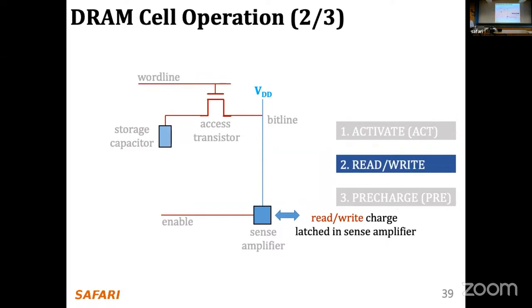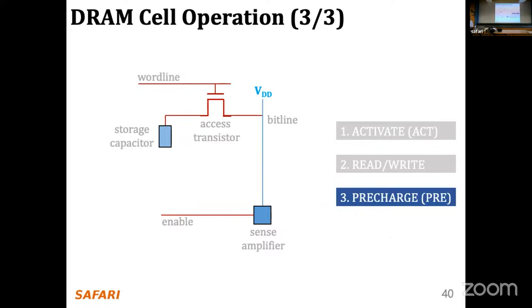and then the memory controller can issue read and write requests to read the data that was latched in the sense amplifier. Once the memory controller is done issuing the read and write requests to the particular row that you are reading, recall that there are several rows operating in parallel, the memory controller needs to prepare the DRAM for a next access to a different row in the same subarray. And to do that, it issues a precharge command.